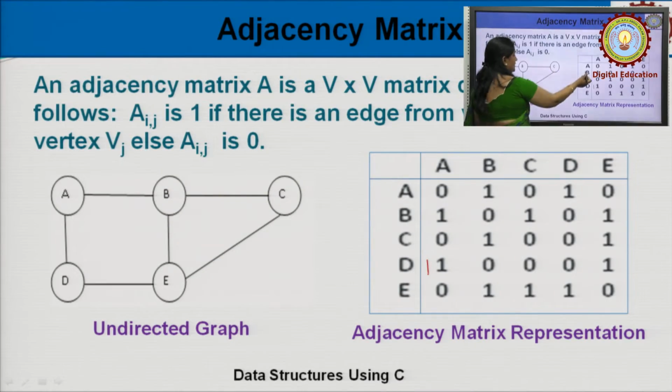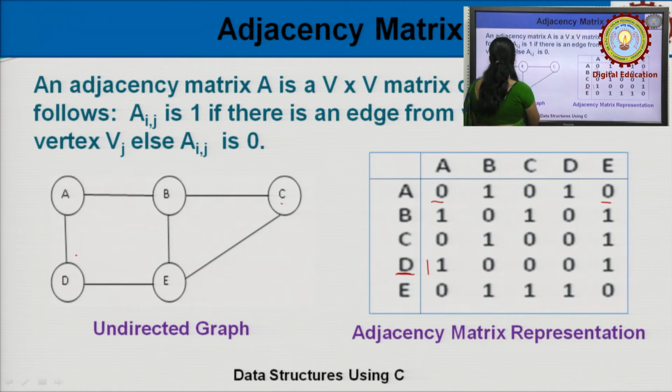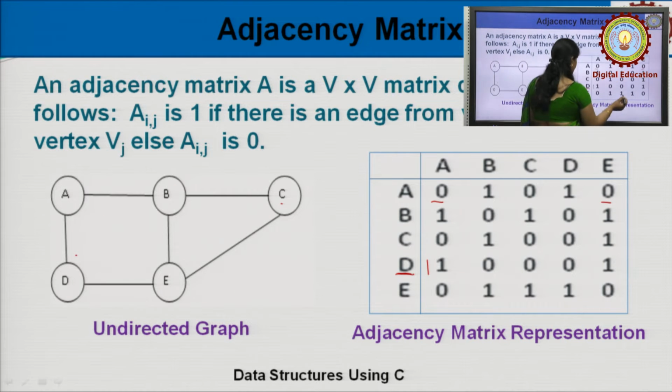So, is there an edge from A to A? No, value is 0. From A to B, yes, the value is 1. From A to C, no direct edge, 0. A to D, yes, 1. A to E, no, value is 0. Consider node D. There is an edge from D to A, yes, value is 1. D to B, no edge, value is 0. D to C, no edge, value is 0. D to D, no edge, value is 0, but there is an edge from D to E, so value is 1.